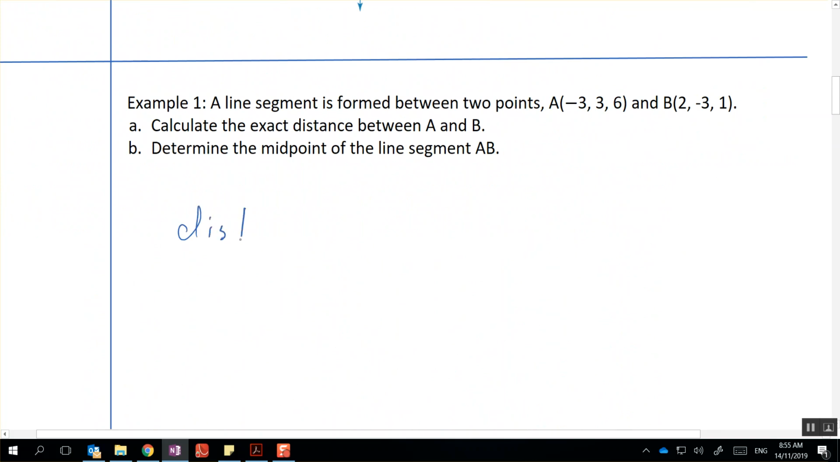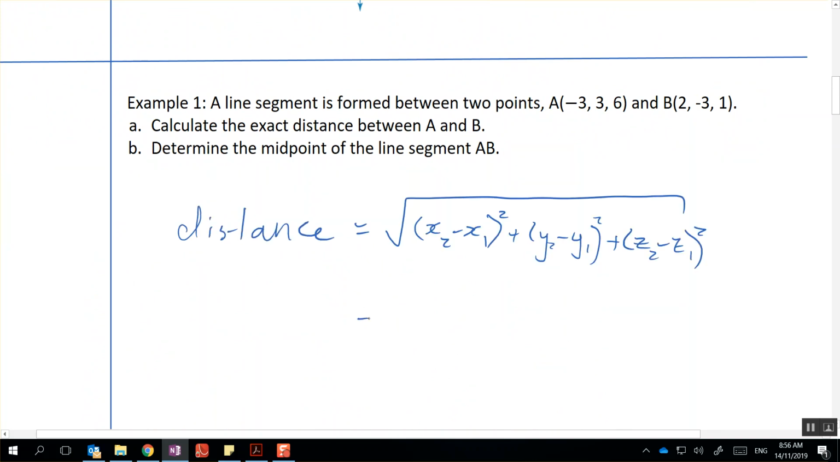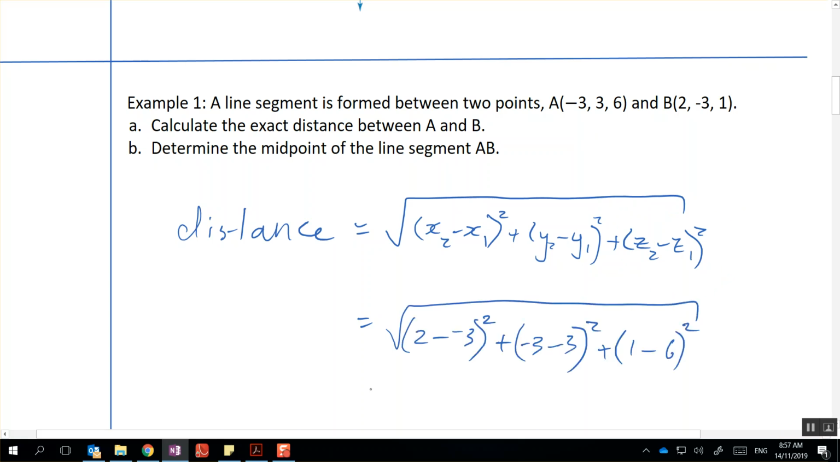What's the distance formula? Anyone? There you go. So very similar to the 2D distance, we've just got this extra bit at the end. So sub in the values, plus 25.